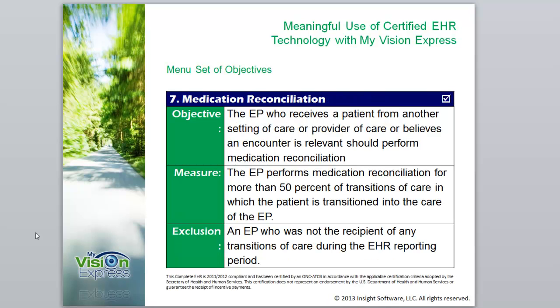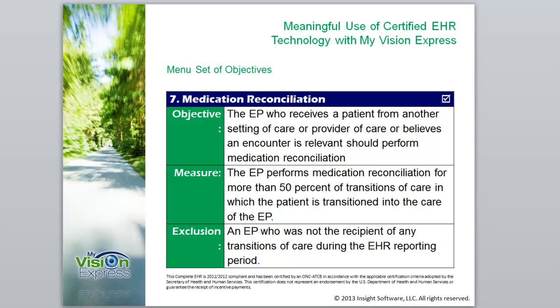Number 7 is medication reconciliation. The objective is that the EP who receives the patient from another setting of care or provider of care, or believes an encounter is relevant, should perform medication reconciliation. The EP performs medication reconciliation for more than 50% of transitions of care in which the patient is transitioned into the care of the EP. An EP who was not the recipient of any transitions of care during the EHR reporting period, that is your exclusion. So you actually could do this one. Could be a nice easy one if you were not the recipient of a referral or a transition of care.